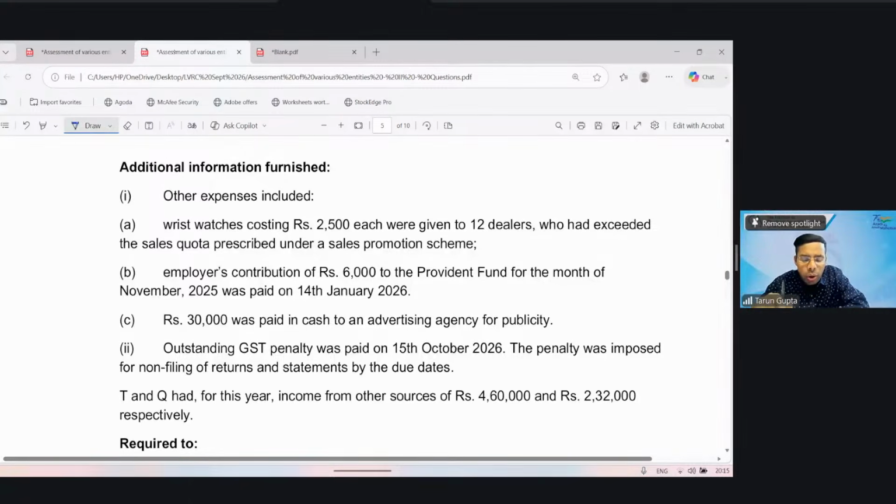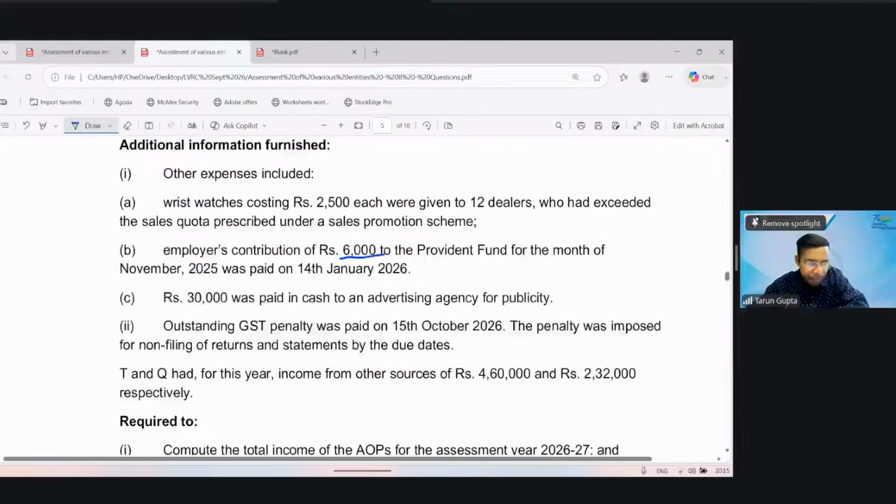Employer contribution of 6,000 to PF for the month of November was paid on 14 Jan 2026. So employer contribution to PF is a part of section 43B. It is allowed if it's paid up to the due date of return of income. It's paid within the financial year itself, so allowed, no adjustment.